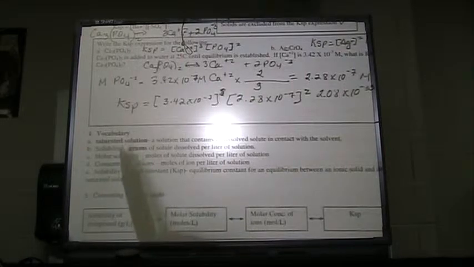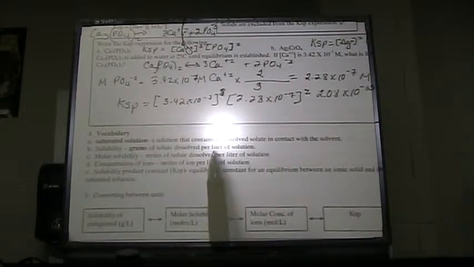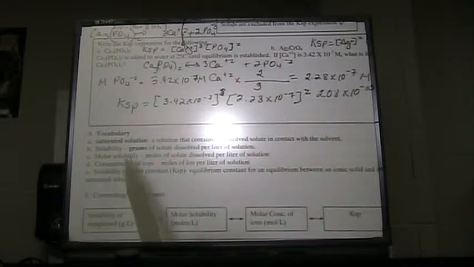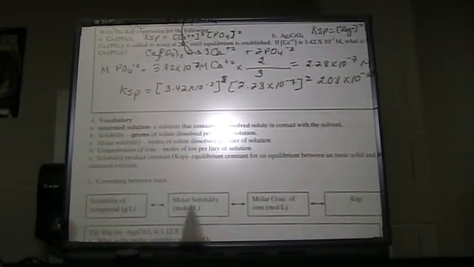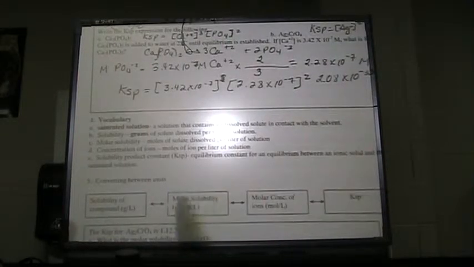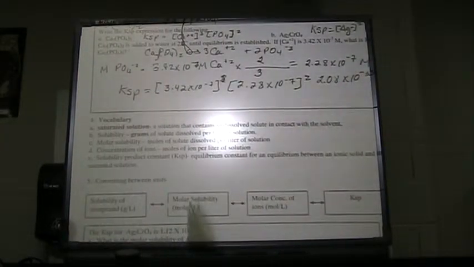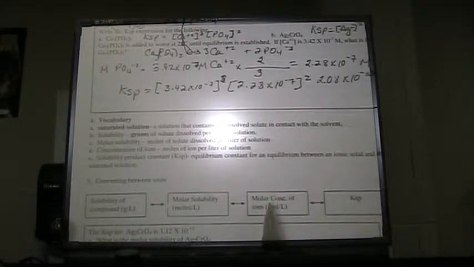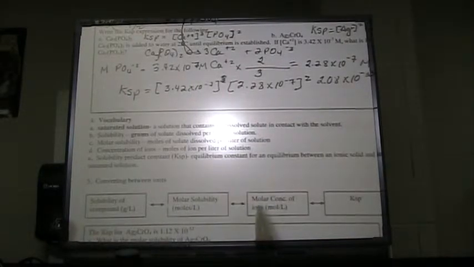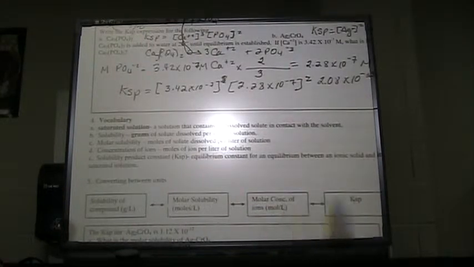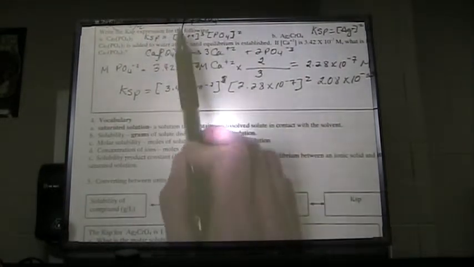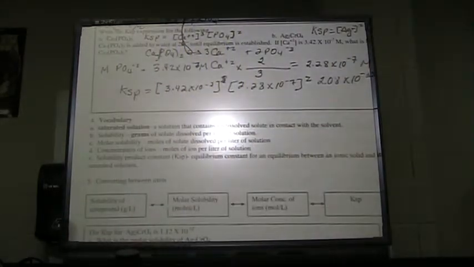You can connect solubility in grams of solute per liter of solution to the molar solubility, and quite frequently it's in molar solubility, which is the moles of solute dissolved per liter of solution. So you could do a simple calculation to get from here to here. Likewise, if you are talking about a compound like calcium phosphate, you can talk about the molar concentration of its ions. So for every mole of calcium phosphate, I would have 3 moles of calcium ion. That's just another calculation. And you can also talk about KSP based on its KSP expression.